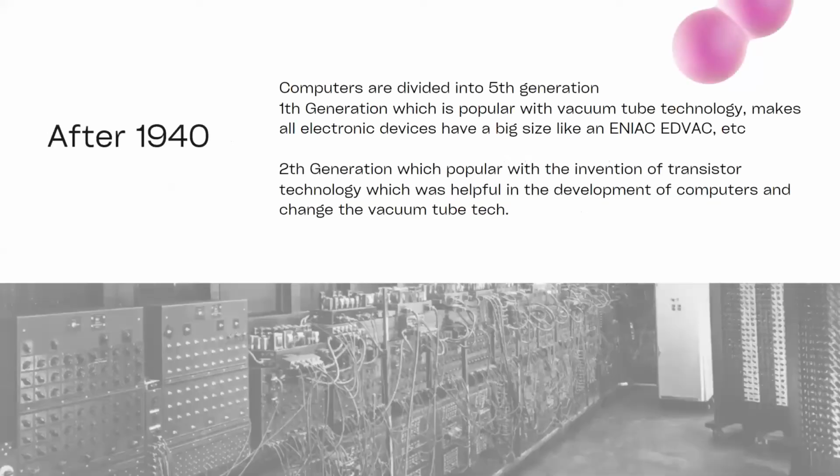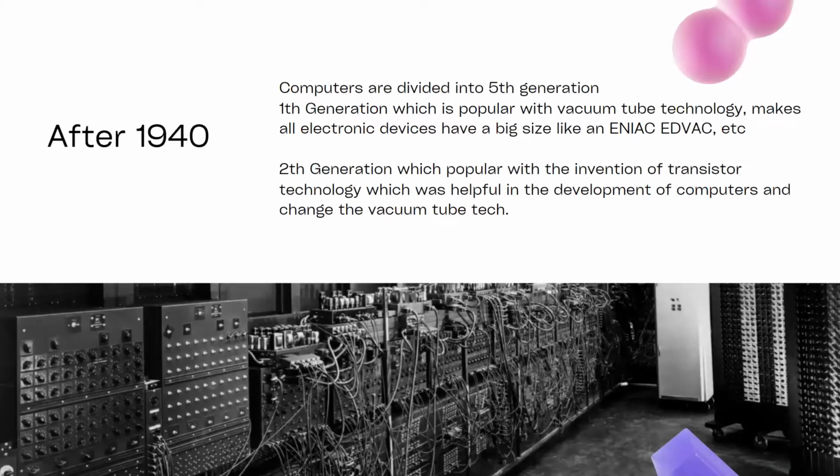And after that, after 1940, we know that computers are divided into five generations. The first generation is popular with vacuum tube technology, which makes all electronic devices have a big size like the ENIAC, EDVAC, etc. And the second generation is popular with the invention of transistor technology, which was helpful in the development of computers and replaced the vacuum tube technology.